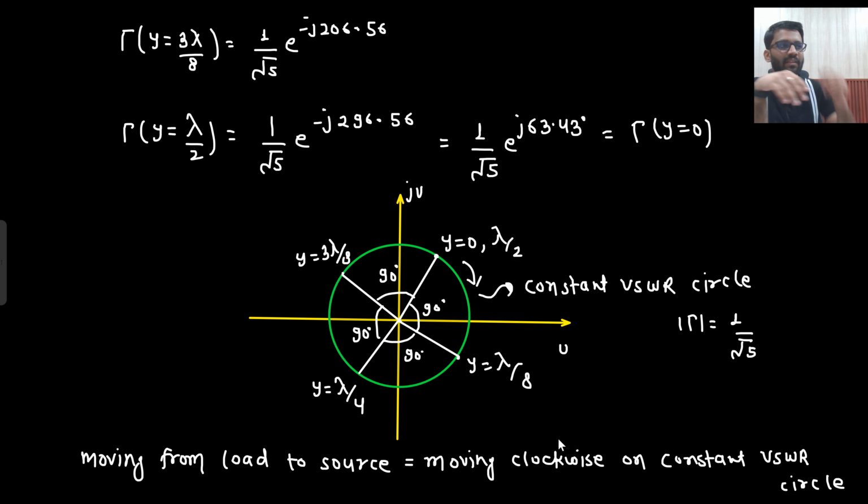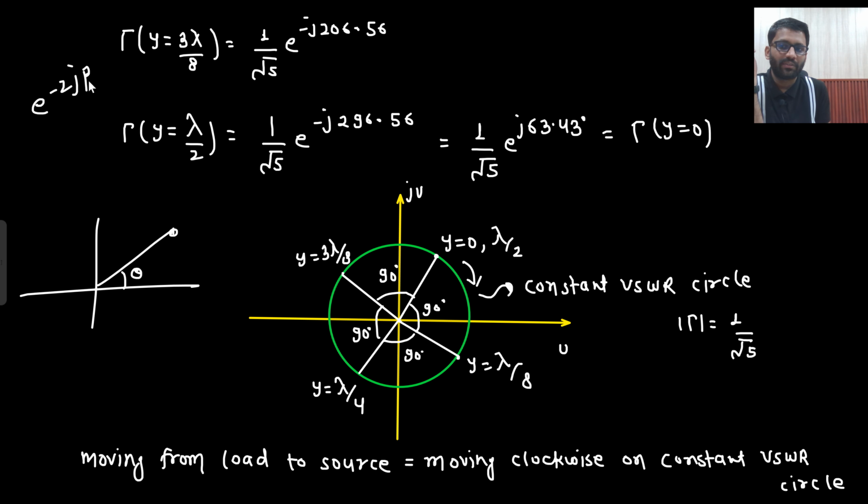Or how will you remember that, sir? At y equals 0, I will be having a certain angle of gamma. Now, if I increase the length, then e to the power minus 2j beta y will be getting increased. That means my angle will be subtracted. The angle will be going towards negative. This is how you will be remembering.